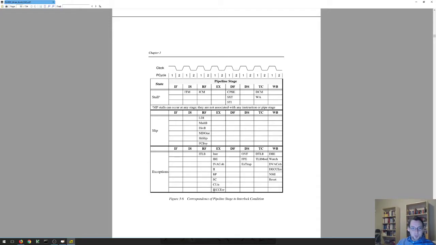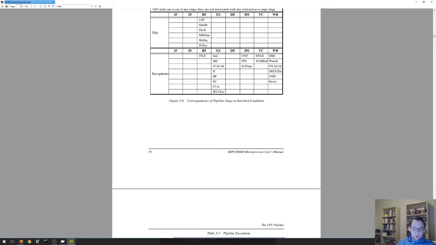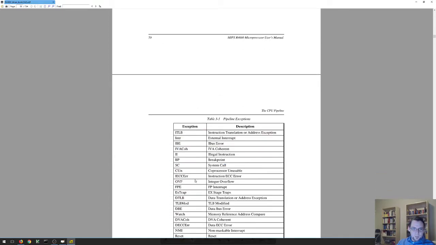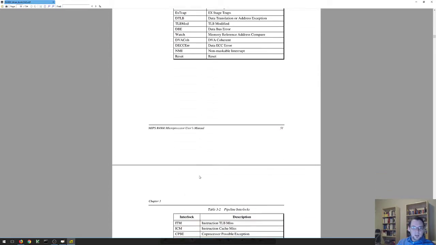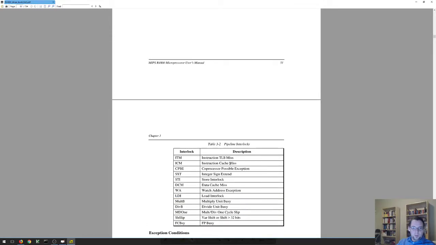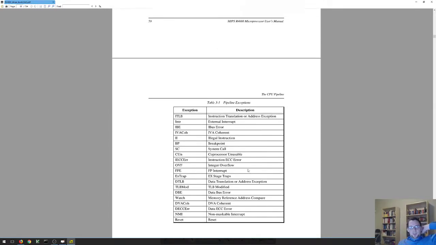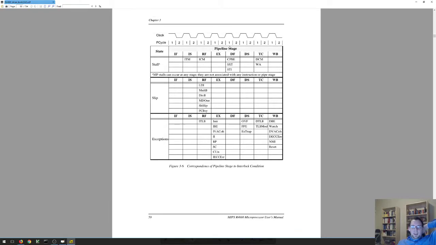There are no stalls that happen in the EX stage. This is to do with the sign extend thing. I'm not sure, it's probably address propagation, something like that. I don't know what all these acronyms mean. They're explained here. What was CPBE? Probably coprocessor. Yeah, coprocessor possible exception. So there's all these kinds of things in these stages where everything could possibly stall.